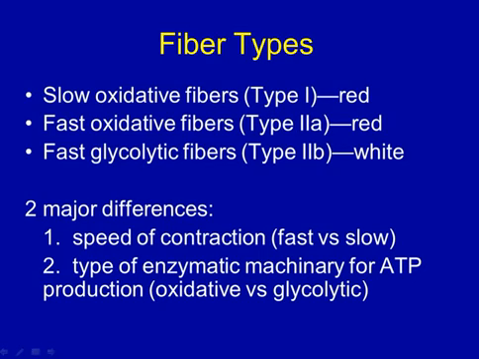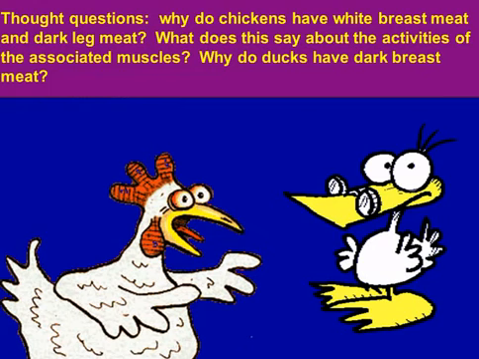All right. So the 2 big differences, if you look through here, number 1 was the speed of contraction, so how fast they move. Which one wears out faster? The fast glycolytic, and they do a fast sprinting. They're fast, they wear out fast. And the second was the type of enzymatic machinery for ATP production. And the oxidative obviously required what to be present? Mitochondria and what 2 tools? Myoglobin, yep.